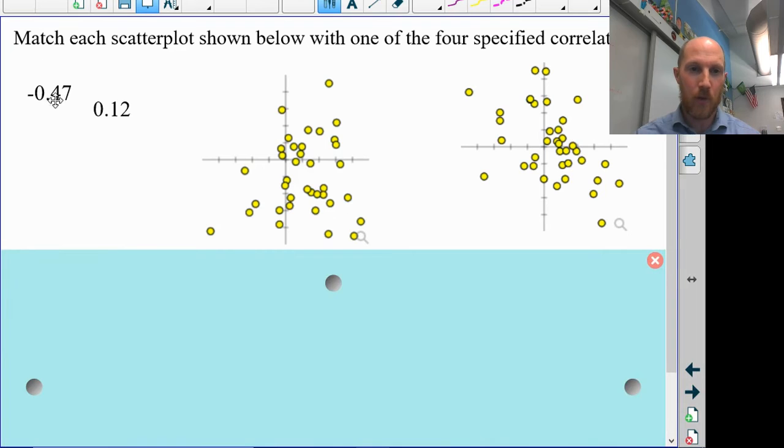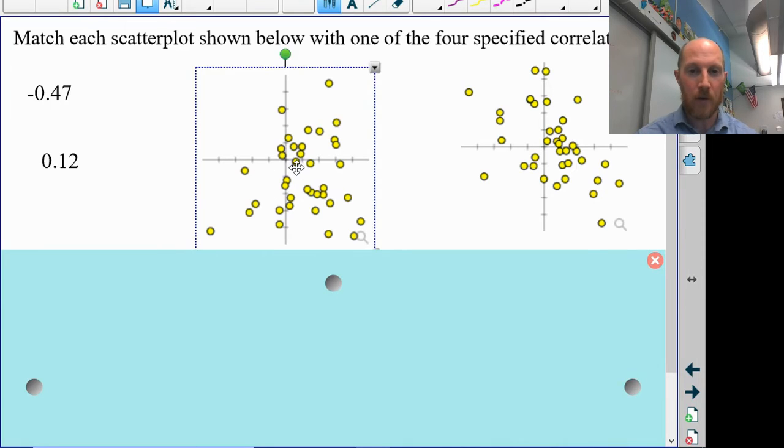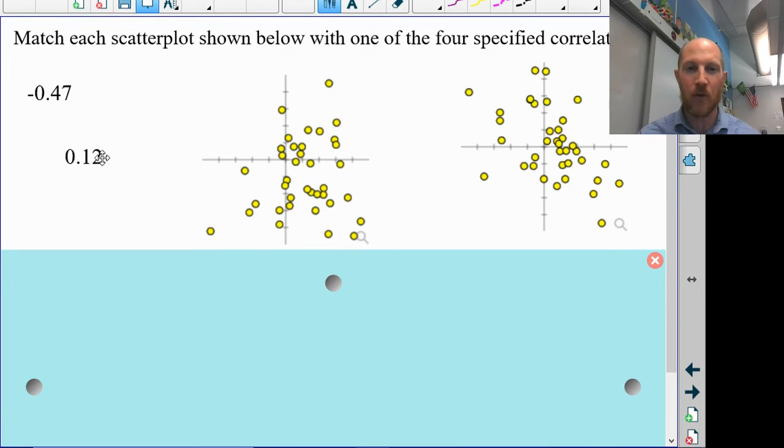So I am left with these two options, -0.47 and +0.12. So I'm looking at my two graphs. The first graph here really doesn't look like much of any kind of pattern. It really looks like there's not a correlation. And so I would choose the number closest to 0. So out of the four options I had, this one is closest to 0. Would I come up with this on my own? No, I probably would have just called it 0 if I was doing this on my own. But that was the option I had to choose from.